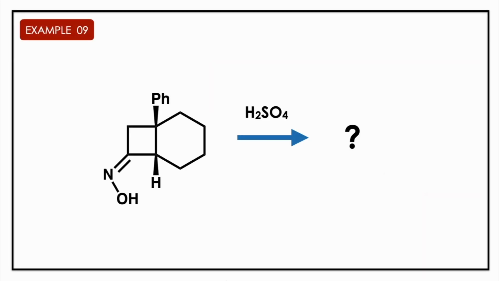Then the next reaction, you have a fused system, 4-member and 6-member, and the phenyl and hydrogens are syn to each other. In the 4-member ring, you have an oxime. You are using sulfuric acid. You should find what will be the final product.